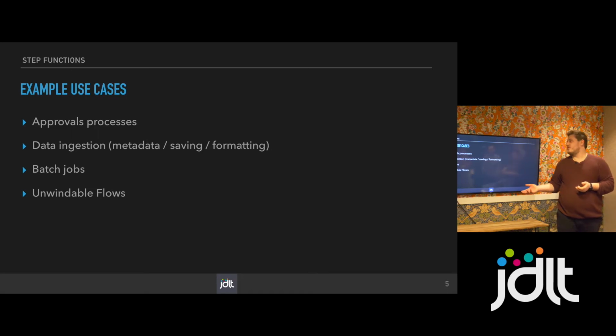And then we've also got batch jobs, which are basically jobs where you're doing a lot of operations again and again. It's pretty easy again to have a predefined flow. And unwindable flows, which is one of the examples that AWS give, which is quite cool.